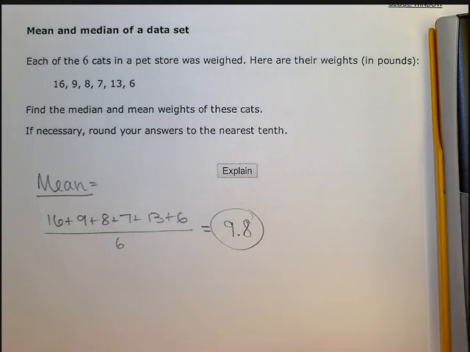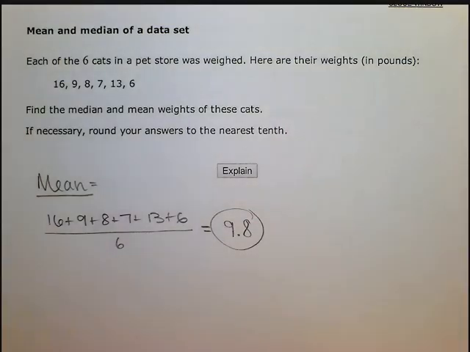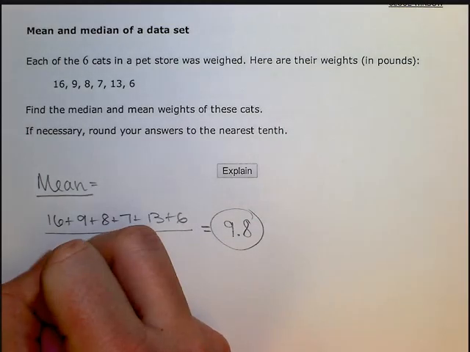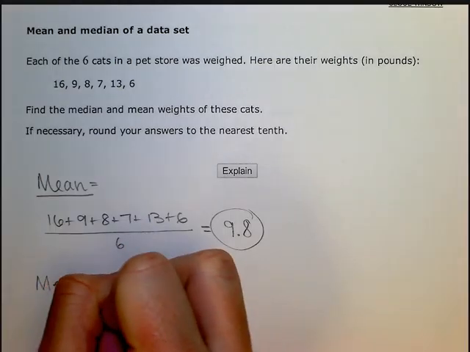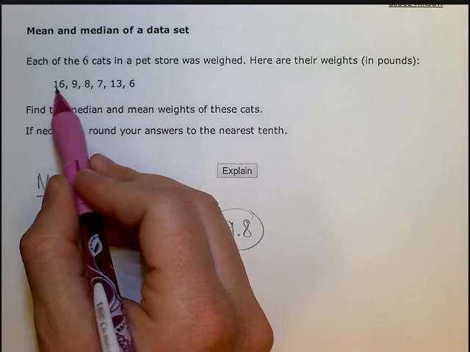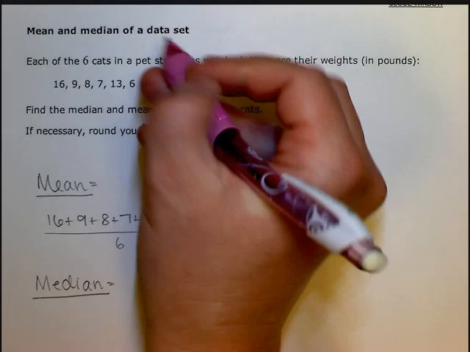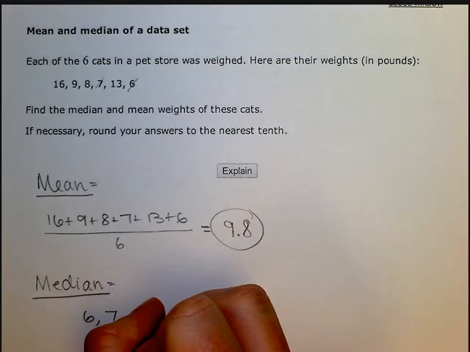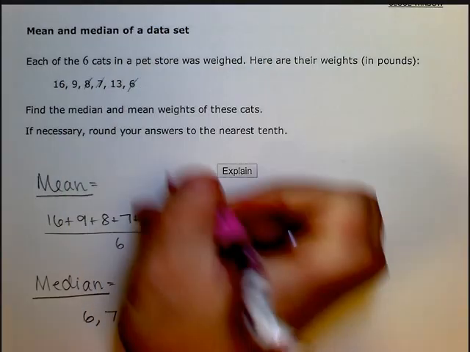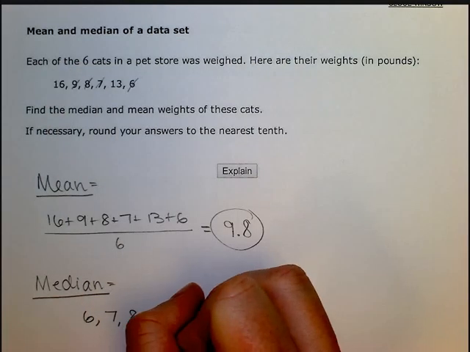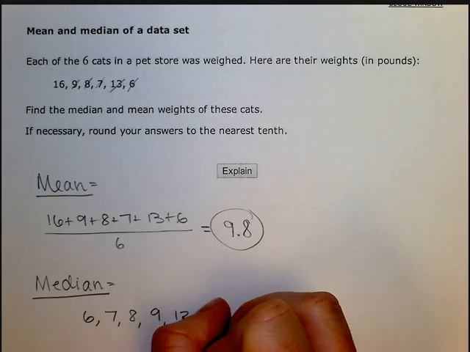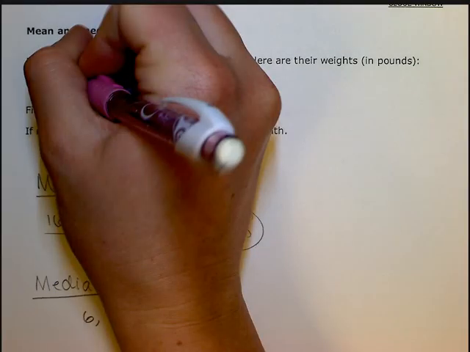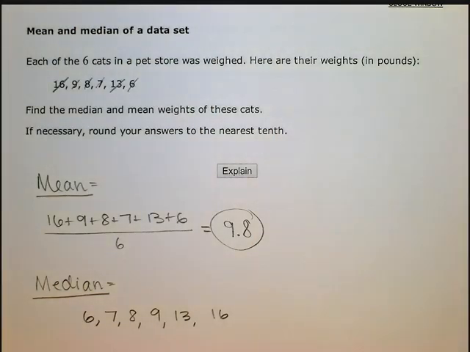That's my mean. Now in order to find my median, I have to order my points from least to greatest. So here we go. The smallest point here I see is a 6. The next smallest is a 7, 8, 9, 13, and 16.